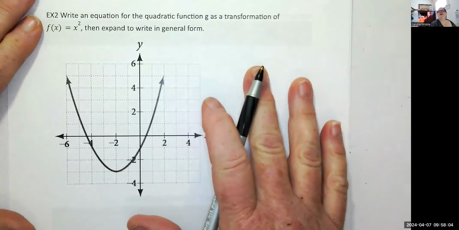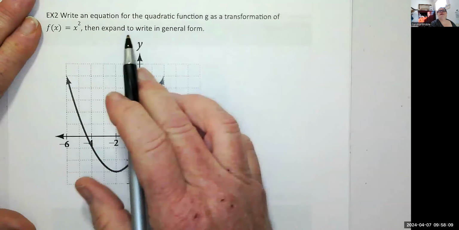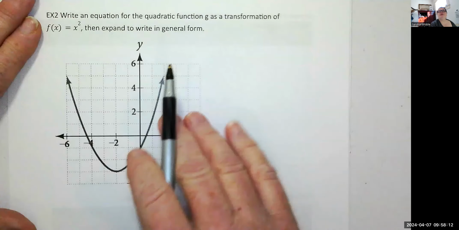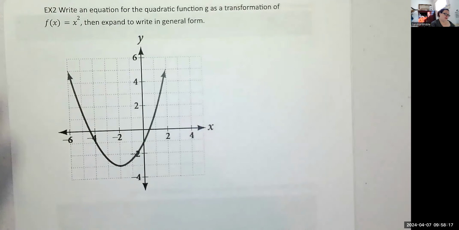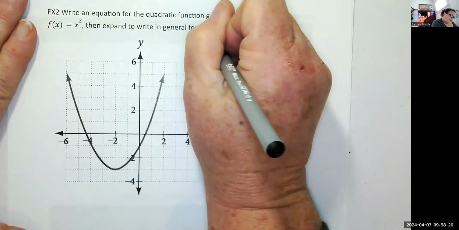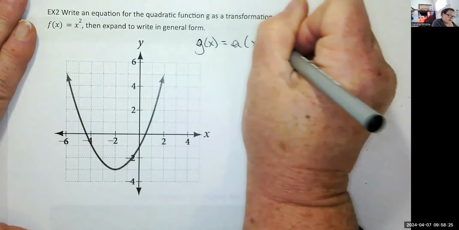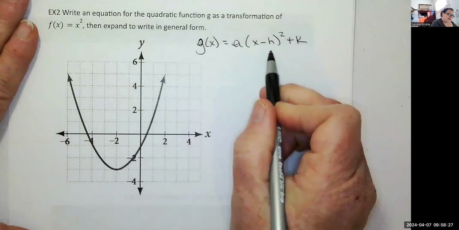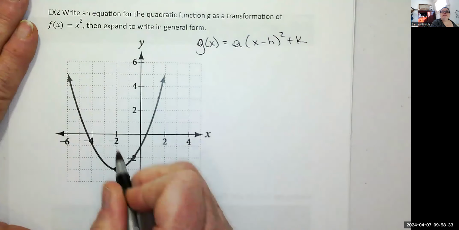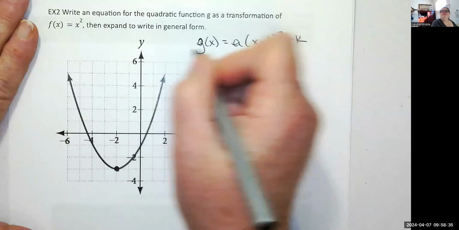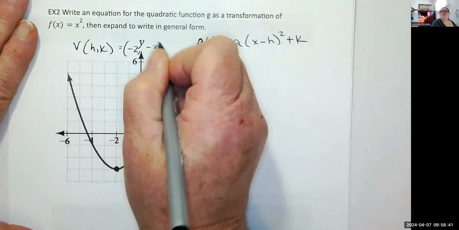Write an equation for the quadratic function g as a transformation of the quadratic. Then expand to write in general form. In this case, we're going to need to solve for an a because we don't have anything. We're having to do the entire thing transformation-wise. So f of x is x squared. So g of x, which is our transformation, is a(x minus h) squared plus k. I can find my h and my k just by looking at my picture here. And my vertex is (-2, -3). Vertex is (h, k), and it's (-2, -3).